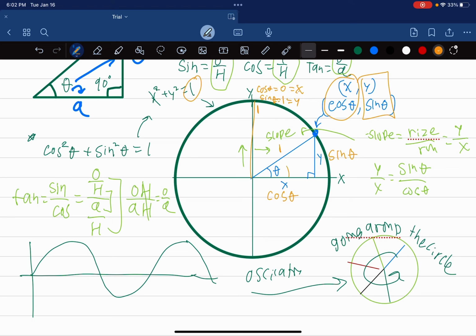Remember that this angle is measured from this line here. Let me put that in a different color. That's pretty thick, but oh well.